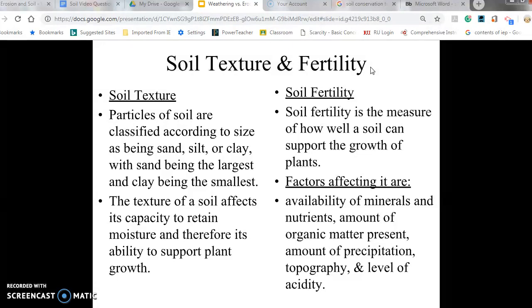And then, of course, the texture of the soil affects its capacity to retain moisture. Therefore, we need to make sure that we understand whether it is going to retain moisture. You're going to be watching a video in just a little bit about an event in American history called the Dust Bowl. What the farmers failed to understand was the prairie land soil was much different than the East Coast soil.